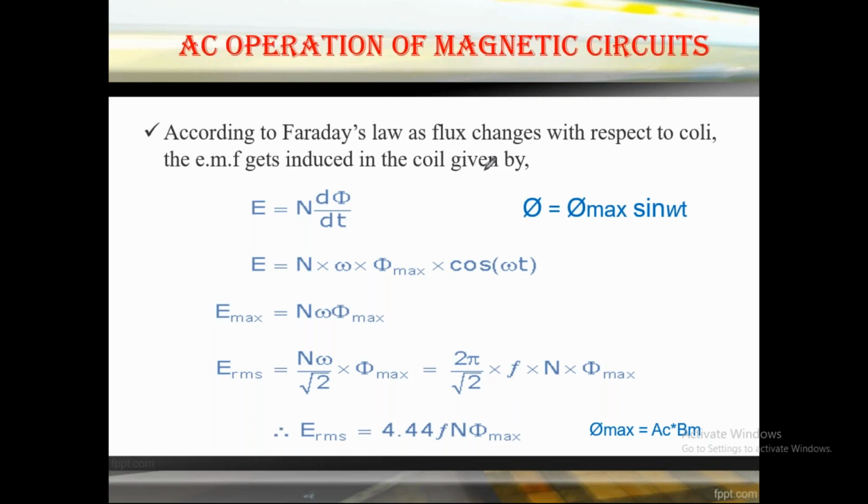See, according to Faraday's law, we have this equation: E is equal to N into dφ by dt. So don't mention that negative here. The negative is only for assigning how the current relates to the flux linkages. Negative sign is only used for that. But from a calculation point of view, we are not considering that negative sign. And this equation we got from Faraday's law, that is E is equal to N into dφ by dt.